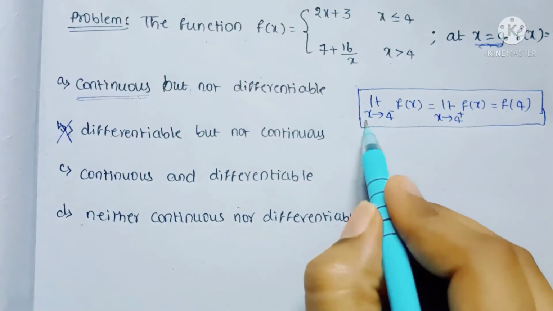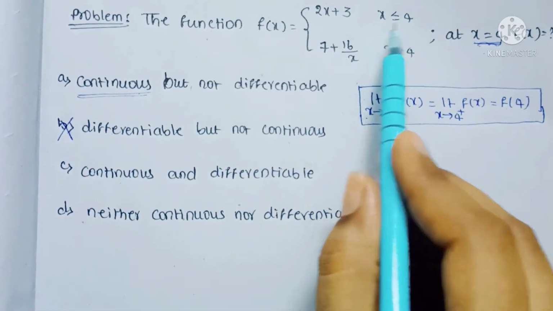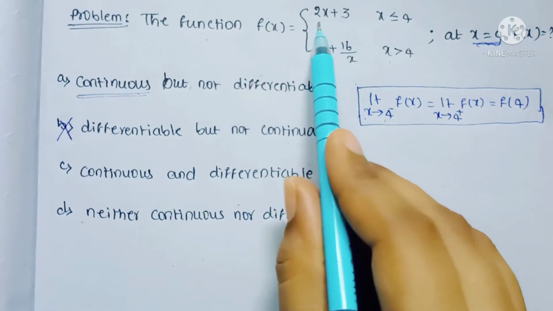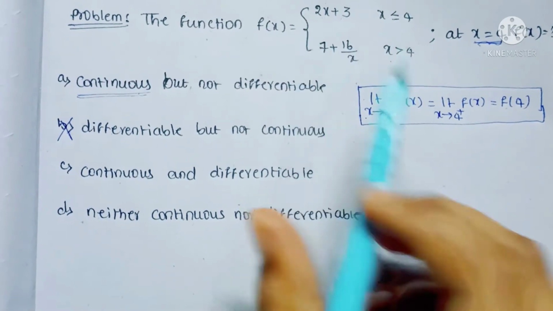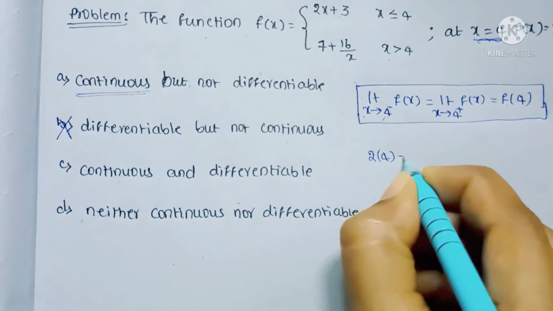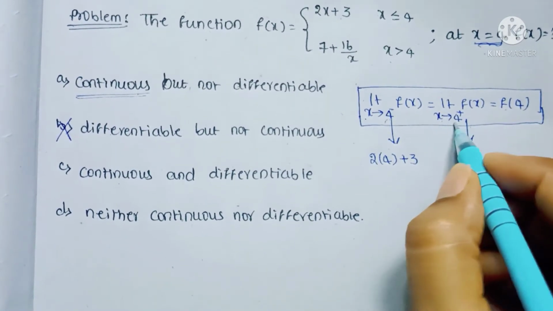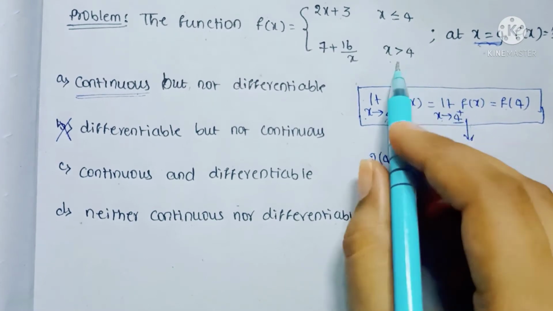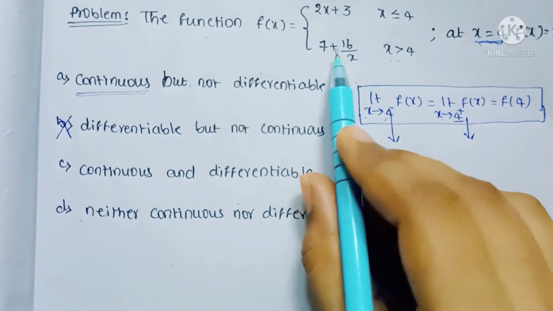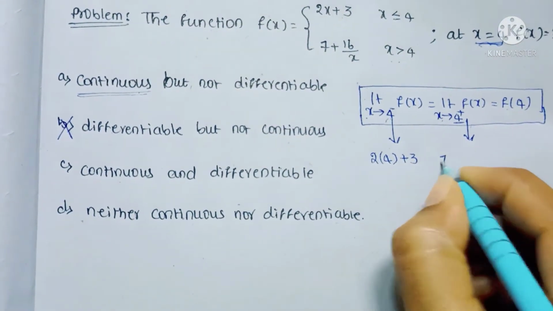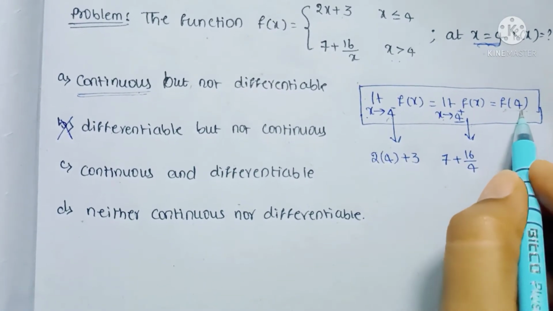So if you see here, limit as x tends to 4 minus means x is less than 4. x less than 4 means we have to take f of x as 2x plus 3, and substitute x equal to 4. Here, x tends to 4 plus means x is greater than 4. So x greater than 4 means we have to take f of x as this value, 7 plus 16 by x, and substitute x equal to 4.